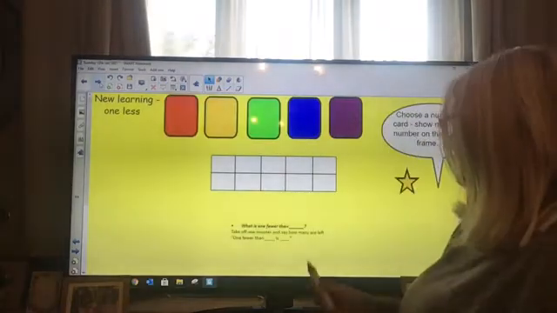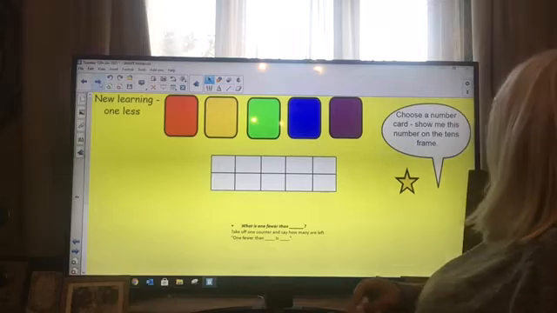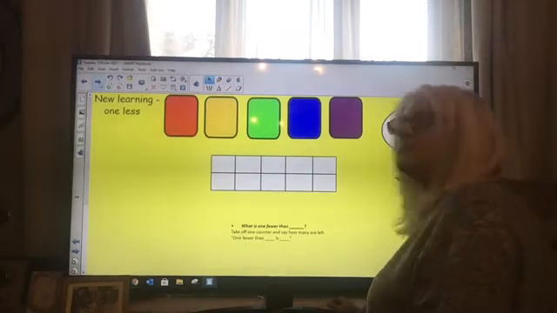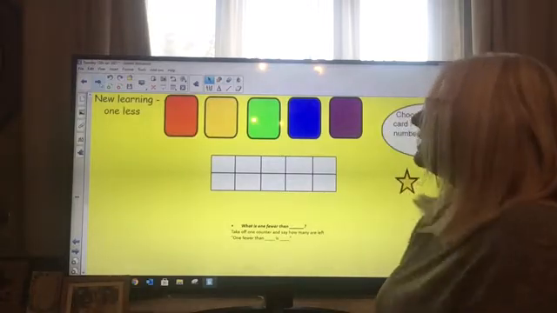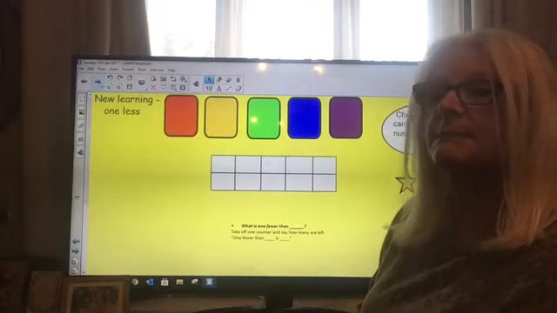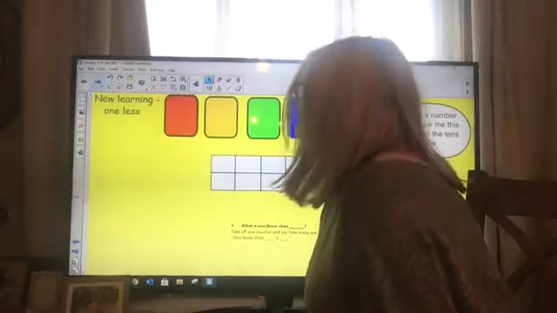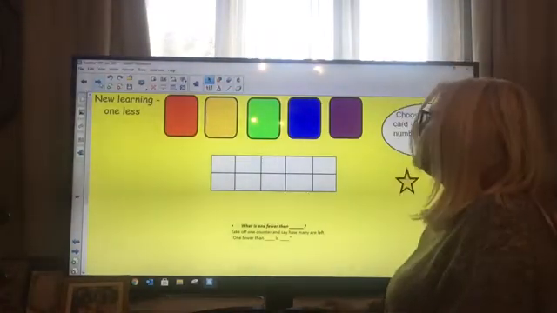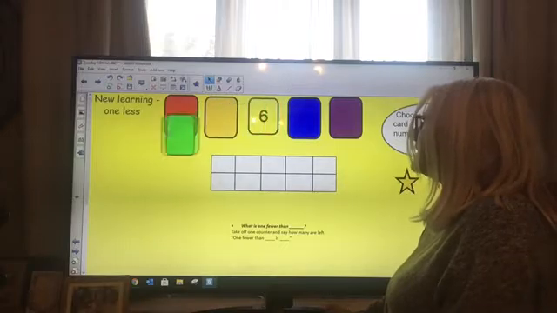Let's have a little look here. Now here are our number frames. We're going to see if we can find this number on a number frame, or show this number on a number frame. So, what colour shall I go for first? I think I'm going to go for green. So let me take away green.